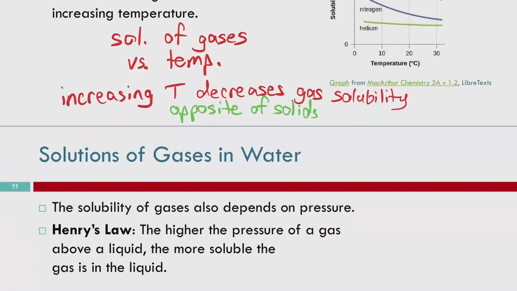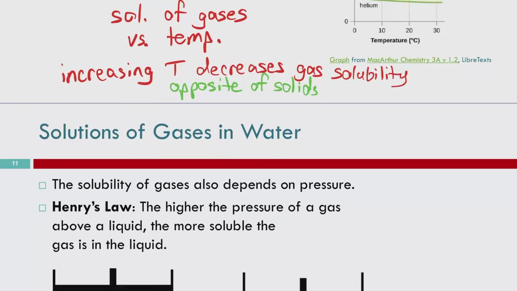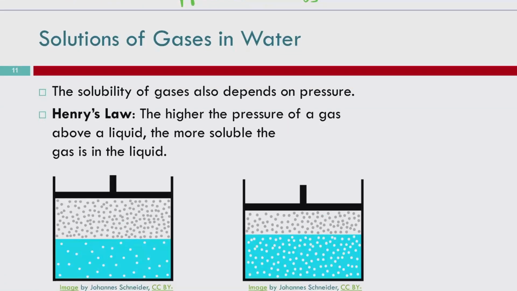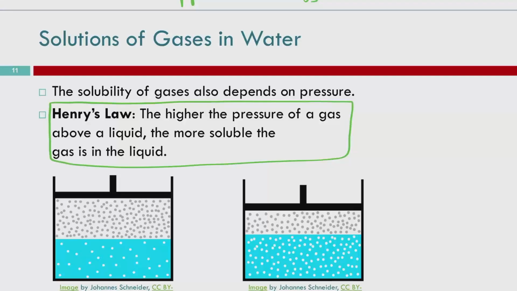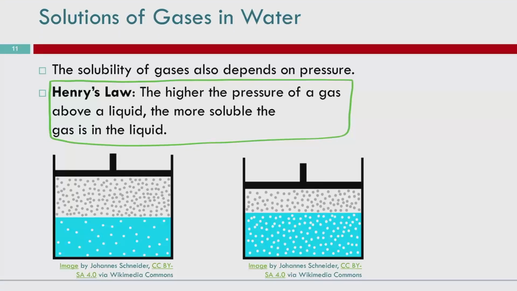Gases' solubility also depends on pressure. And so for this, we've got Henry's law. Henry's law states that the higher the pressure of a gas above a liquid, the more soluble the gas is in the liquid. So we've got two different states here. We've got a movable piston in a cylinder. We've got our liquid on the left. We can see there are some dots representing dissolved particles. We've got a bunch of dots up in the air portion.